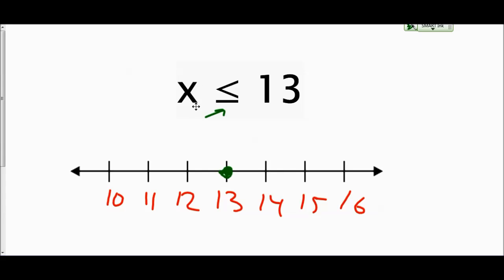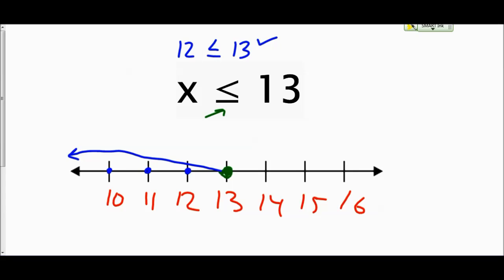Well, then we have to figure out which direction on my number line are all of the numbers that are less than or equal to 13. Well, I know you probably know this already just by looking at it, but let's pick a test number. Let's see, 12. Is 12 a possible number? So I put in 12, 12 less than or equal to 13, and yes, that works. So since 12 works, then I can assume 11 works, and 10 works, and so on and so forth. So my arrow is going to go this way.